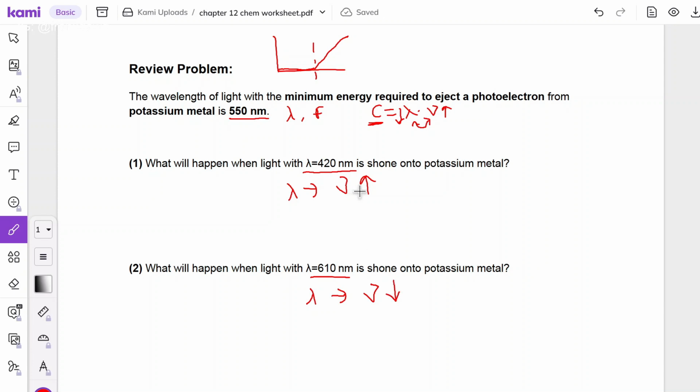So since this has a higher frequency than the threshold, that means the photoelectrons will get ejected. While for this problem, since the wavelength is higher than this one, which means the frequency would be lower than the threshold, and since it doesn't get up to the threshold, that means the photoelectrons will not be ejected.